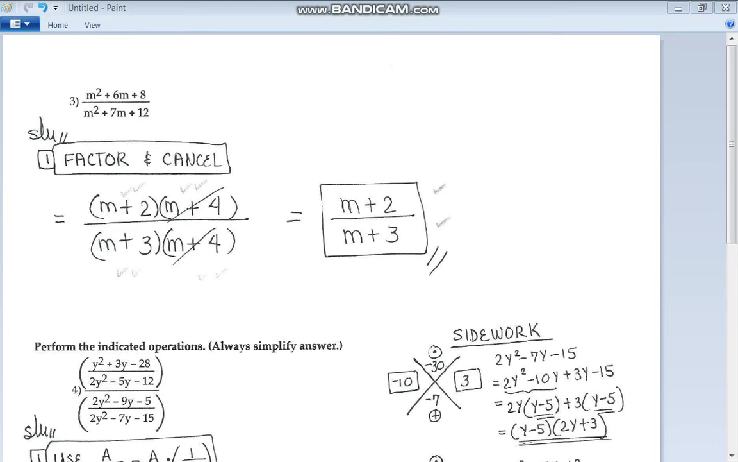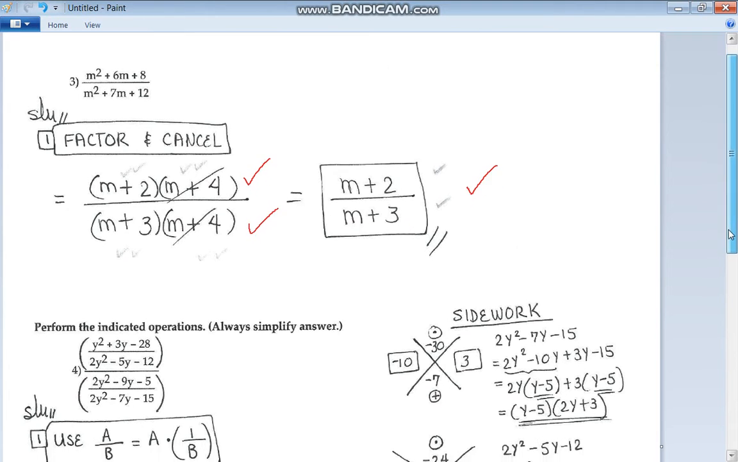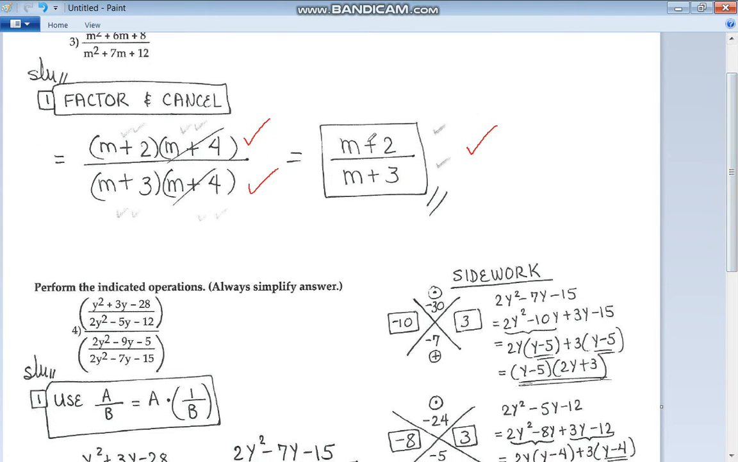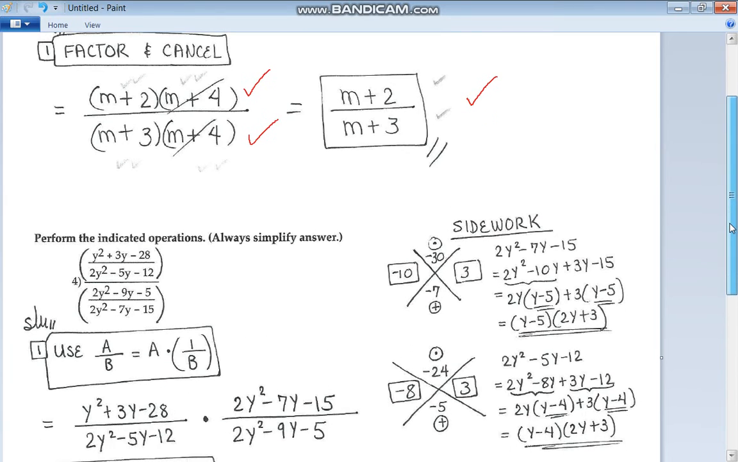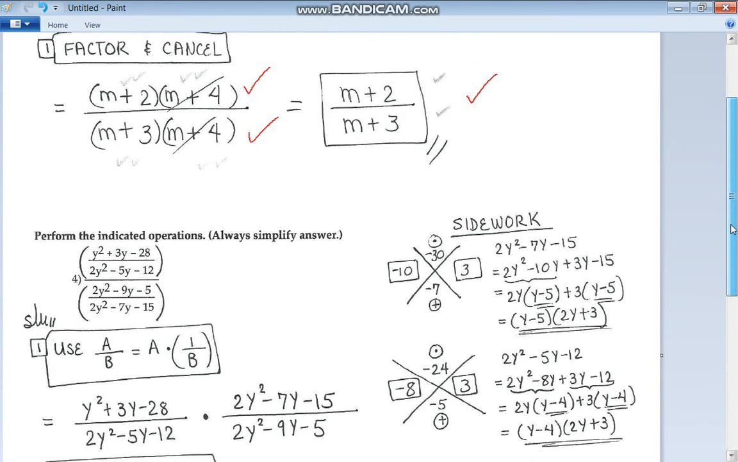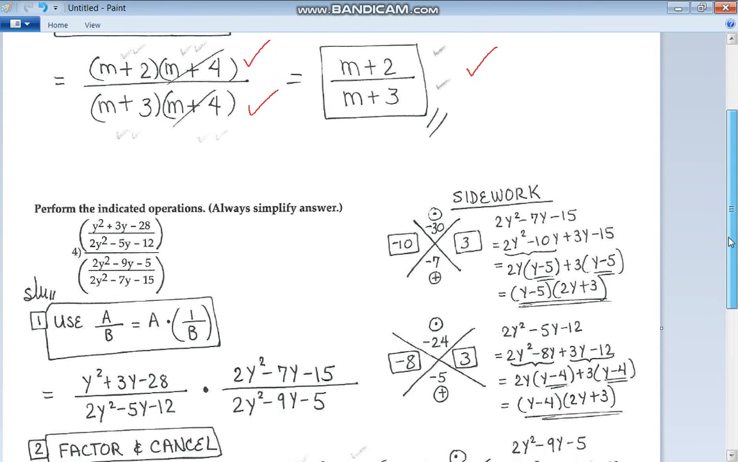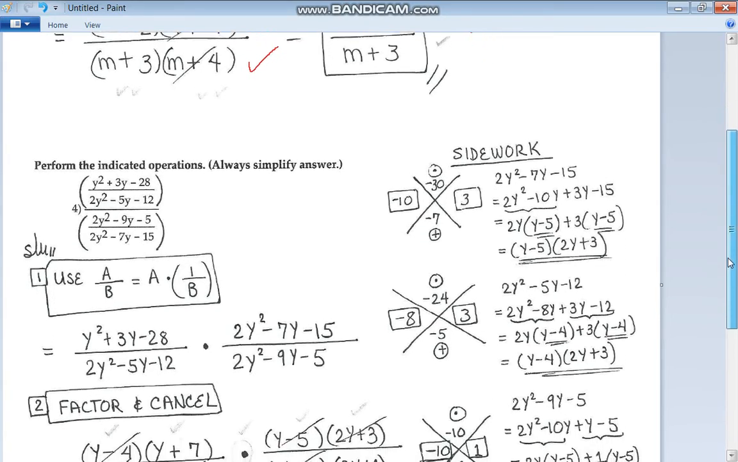Now we're going to simplify rational expression number 3. Factor and cancel. Factor the top, factor the bottom. We see we have a common factor of parenthesis m plus 4, so our final answer is m plus 2 over m plus 3. And of course you cannot simplify by canceling the m's, because you're only allowed to cancel factors, things that are multiplying. Those m's are not multiplying anything, they're adding.